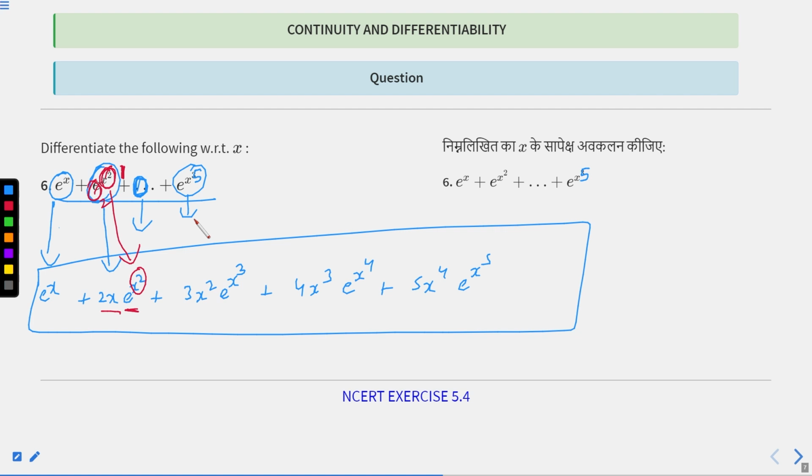The seventh problem says: first of all, think, is there any extra condition over here? As you can see, no. Why?